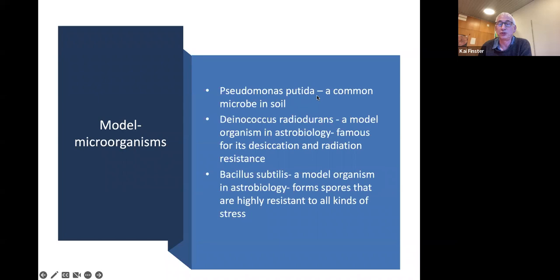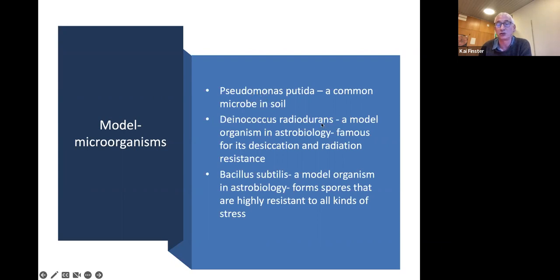So we used three different model organisms. One is Pseudomonas putida. It's a common microbe in soil, and we use this because each soil is in principle an extreme environment. During the summer, you can have high temperatures. During the winter, you have low temperatures. You can have water saturated situations. You can have situations where there's very little water. So these organisms have to cope with all these changes to keep their homeostasis.